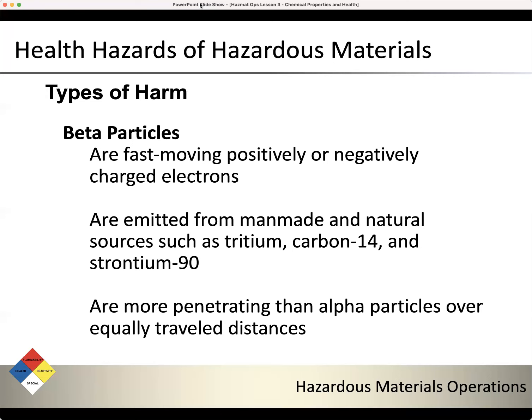Beta particles take a little bit more substance to block. You would need a sheet of aluminum to block beta particles. So far, beta particles and alpha particles can be blocked by your fire truck. As long as you're on the opposite side of the fire truck, you're good to go. Your bunker gear will not protect you from beta particles. It will protect you from alpha particles.